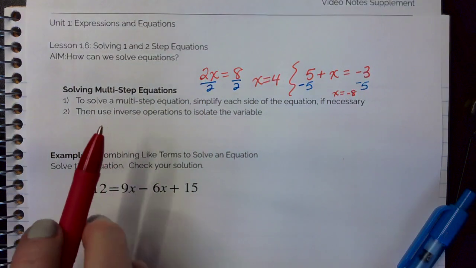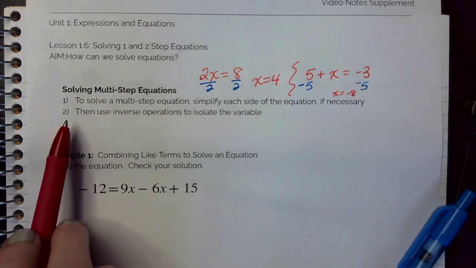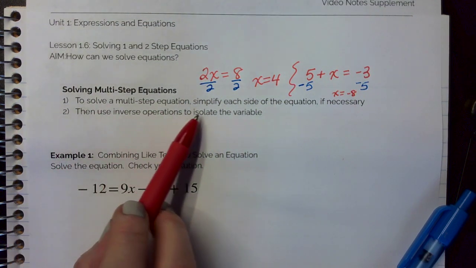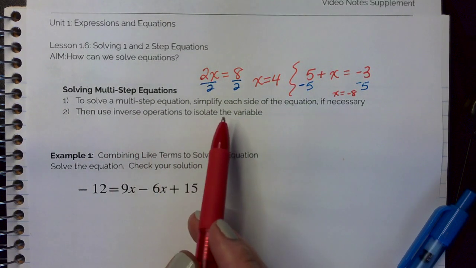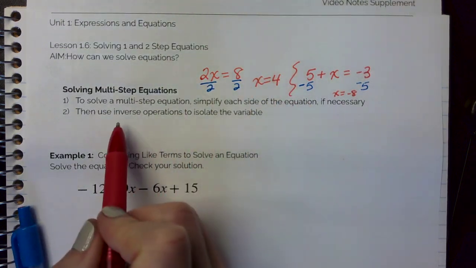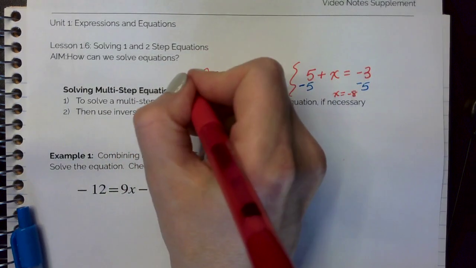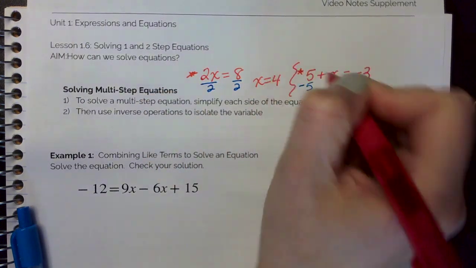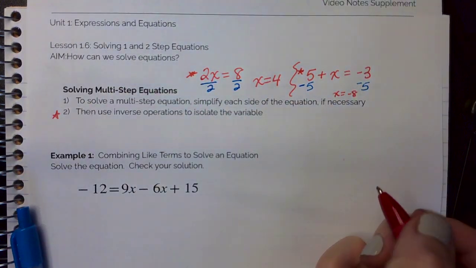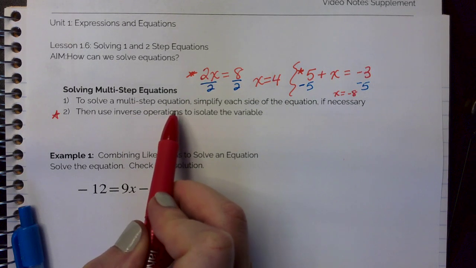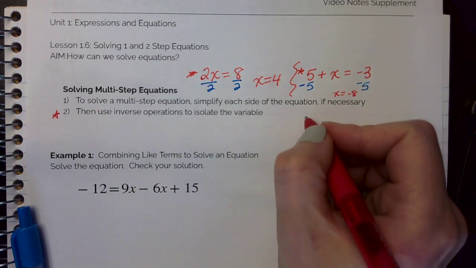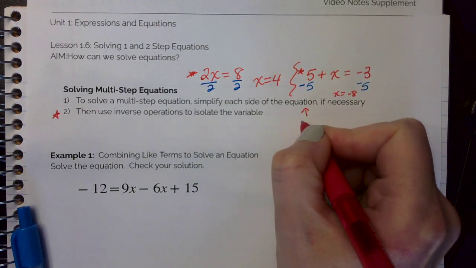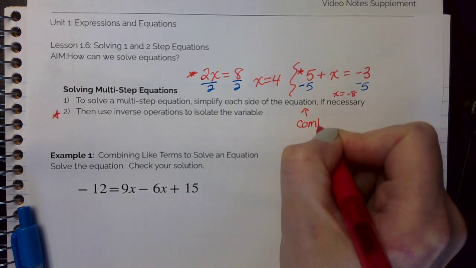Okay. Now let's jump into multi-step equations. So to solve a multi-step equation, we're going to simplify each side of the equation if necessary, and then use inverse operations to isolate the variables. So that is what we did up here, and that's the only step we did in one-step equations. What we've added in multi-step equations is we're going to simplify each side of the equation if necessary. And you'll see that later on. Another way of saying this is we're going to simplify, perform any operations, and combine like terms.